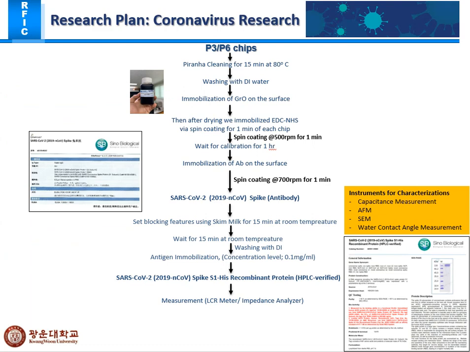And this is the research plan for the coronavirus research. It's the same format as for the PSA, but we have to change the antibody and antigen as per the research methodology. And we also have to focus on the instruments for characterization: capacitance measurement, AFM, SEM, water contact angle, and one more thing, zeta potential measurement as well.